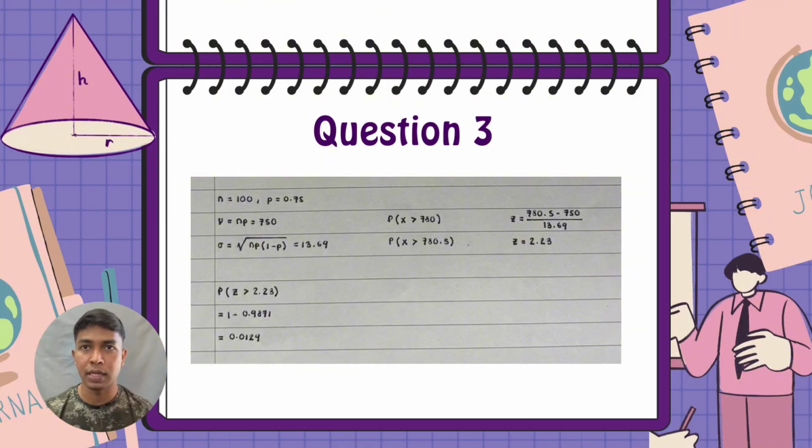We are asked to find the probability that more than 780 students are in favor. Applying continuity correction, this becomes X more than 780.5. We then calculate the z-score, which is 2.23. From the standard normal table, the probability of Z being greater than 2.23 is 0.0129. Hence, the required probability is 0.0129.